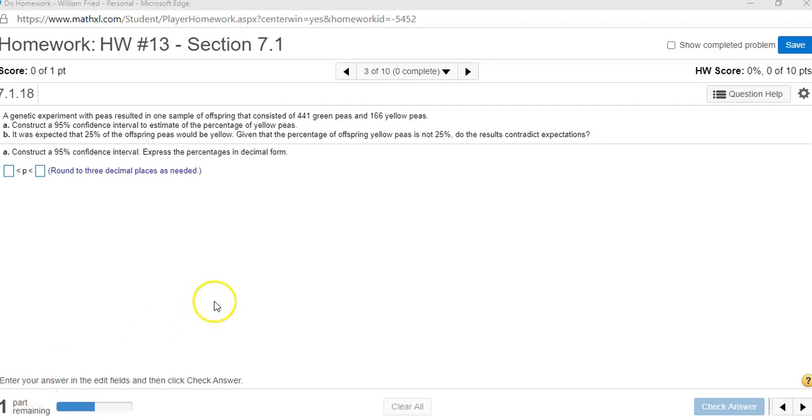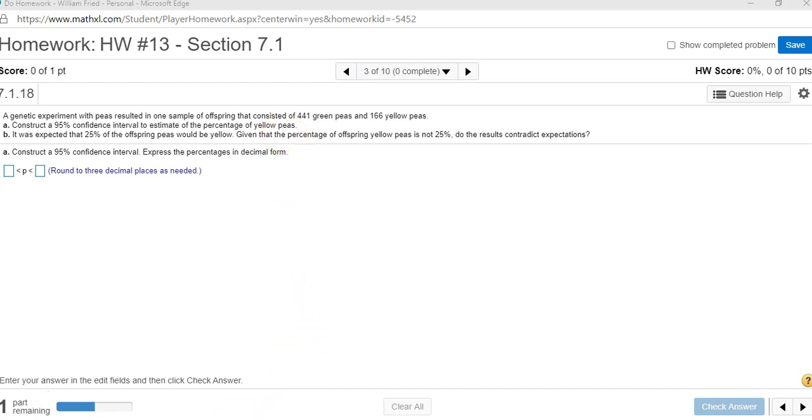I want to do a couple of examples from the homework of constructing a confidence interval for a population proportion. In this example, they say there's 441 green peas, 166 yellow peas in a sample. Construct a 95% confidence interval to estimate the percentage of yellow peas.